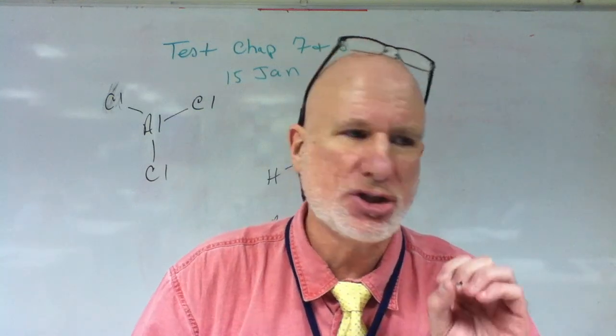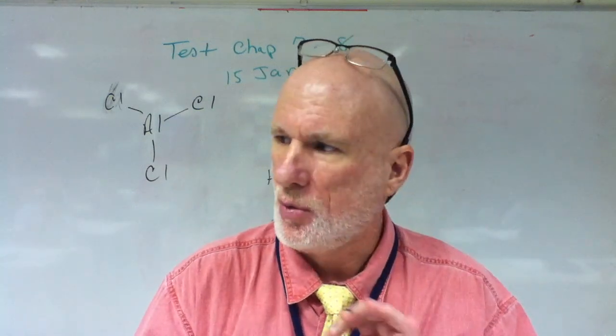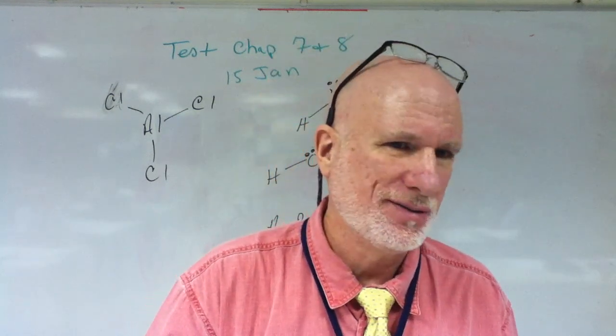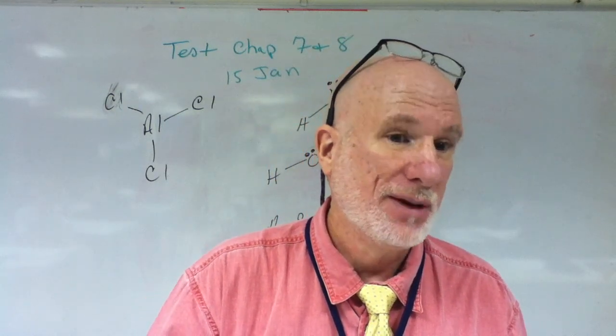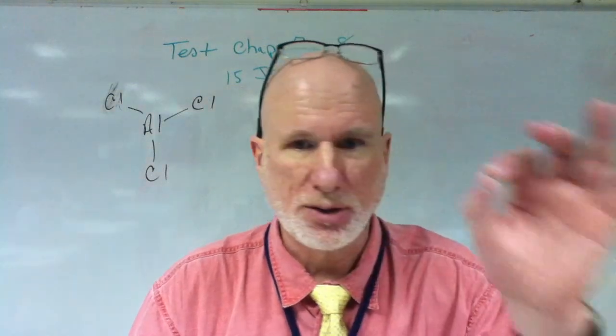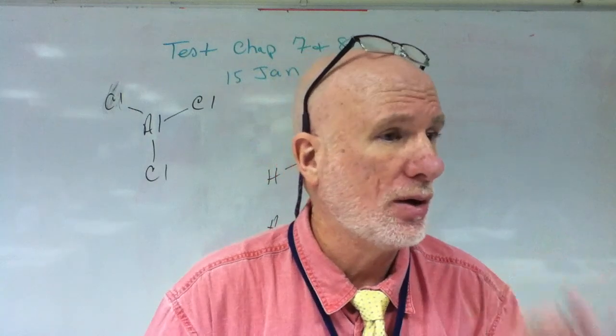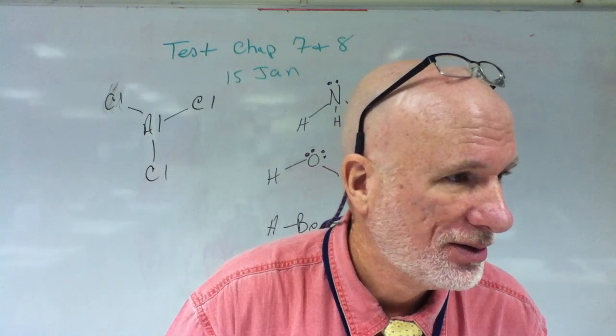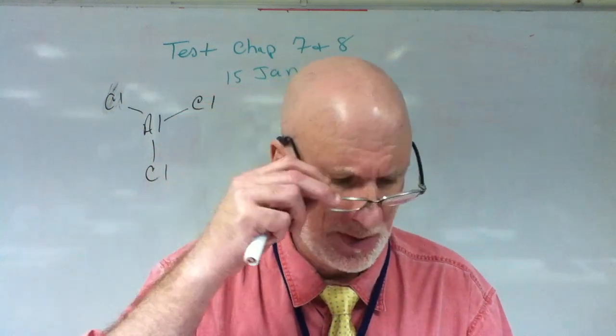An individual sodium chloride particle is called a what? I know, isn't it weird? They're called formula units. Give me a break. But it's true. Individual particles of a covalent compound are called molecules, where individual units of an ionic compound are called? Formula units. Excellent. Well done.